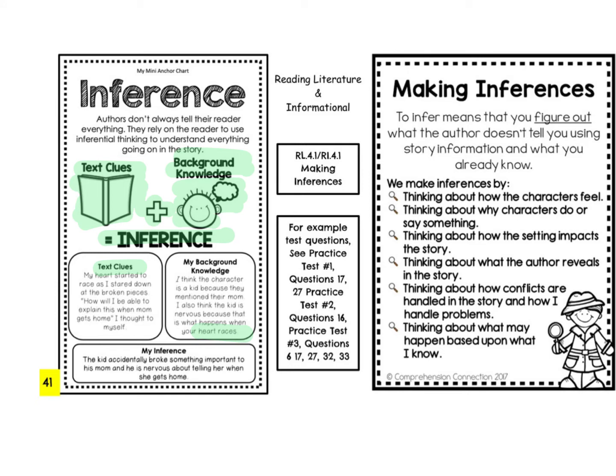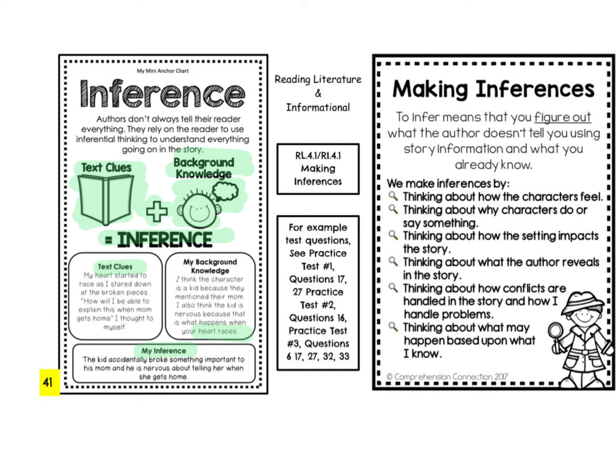Now, as a growing reader, I can add these 2 things together. And when I add them together, that will lead me to an inference. So I'm noticing it says my inference is the kid accidentally broke something important to his mom. And he is nervous about telling her when she gets home. This is an inference. I had to use my clues, what I already knew, and that led me to an inference.